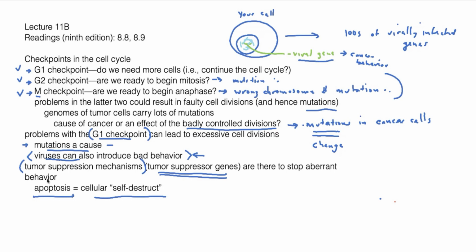Apo meaning away, tosis, starting with a silent P, I forget what that means, but you can look it up. And so, all hope is not lost. These kinds of things happen actually all the time. But because we've got mechanisms like tumor suppression, we don't actually see tumors popping up all the time. Does that make you feel better?